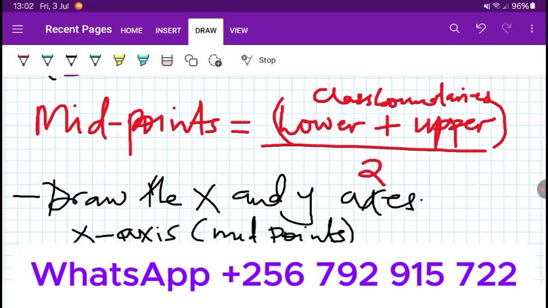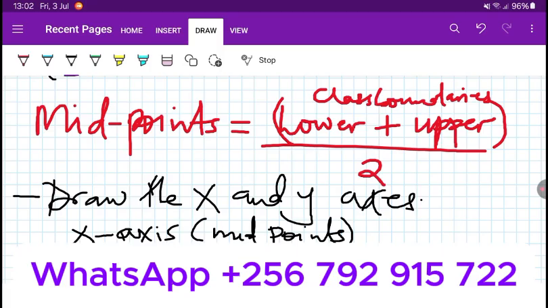The x-axis is going to be labeled with the midpoints, and then the y-axis is going to be labeled with the frequencies. So the midpoints of each of the classes is going to be represented on the horizontal axis, and then we use a suitable scale, because we need a scale that we can interpret, and then we know what we are plotting.